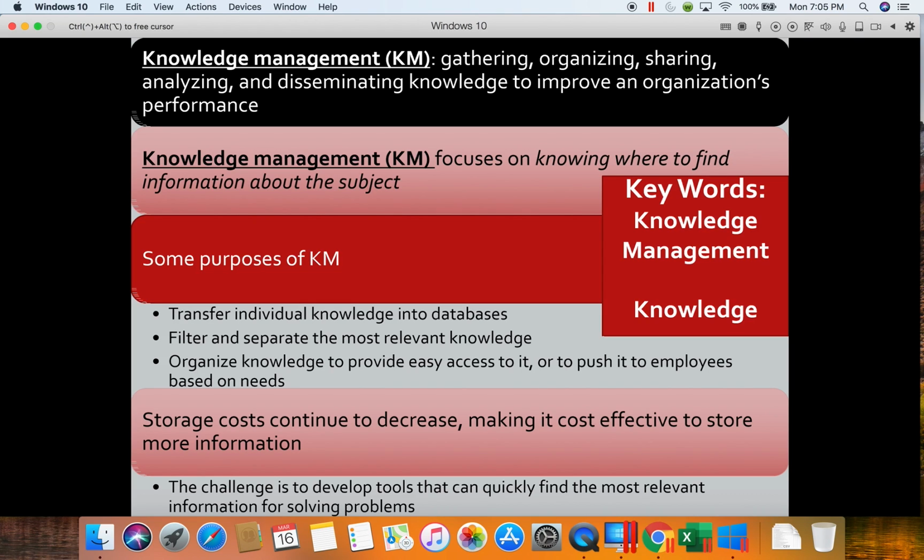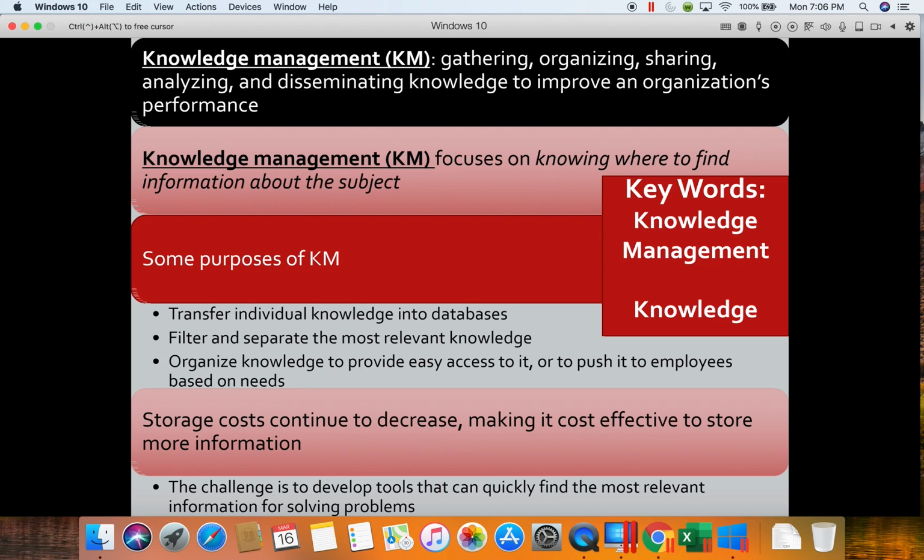Okay, so knowledge management systems are an attempt by organizations to put these procedures and technologies in place to first transfer individuals' knowledge into these databases, filter and separate the most relevant knowledge so that we can access it effectively, and organize the knowledge in the database to allow easy access by other employees.